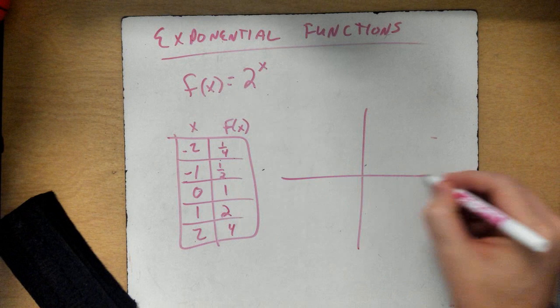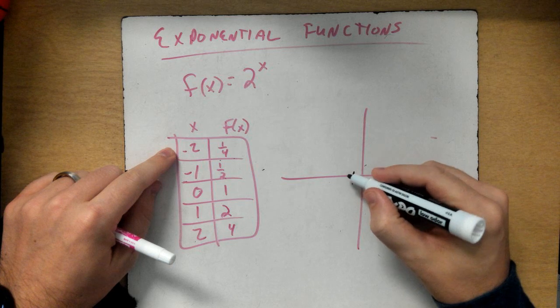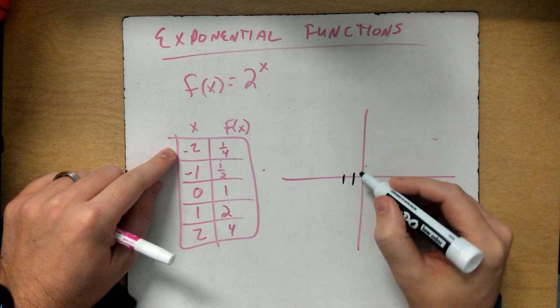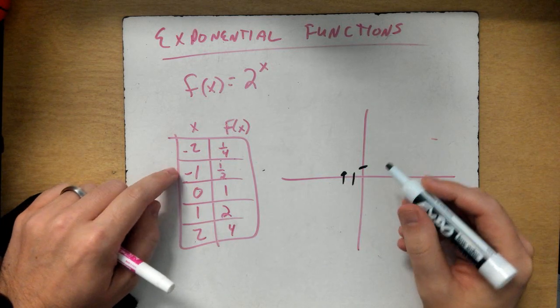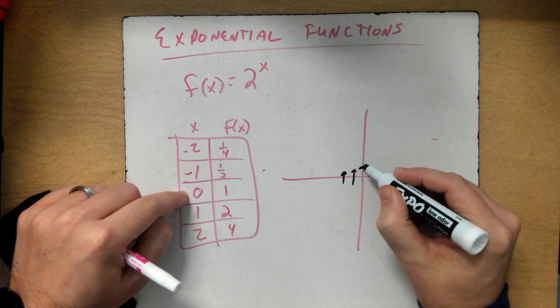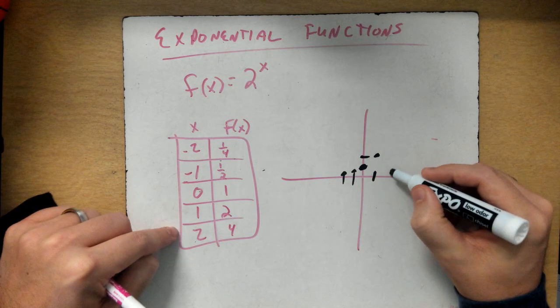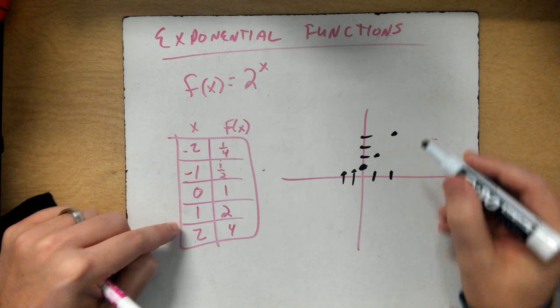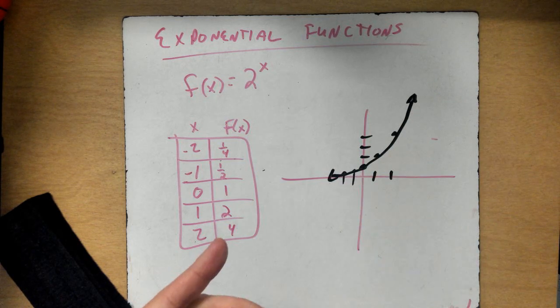if I were to graph this here, then it's just my x and my y. In this case, my x is -2, my y is 1/4. So if that's 1, it's probably like right here. And then at -1, it goes up a little bit. At 0, we're at 1. At 1, we're at 2. At 2, we're at 4. So if I connect my dots, then that's my function.